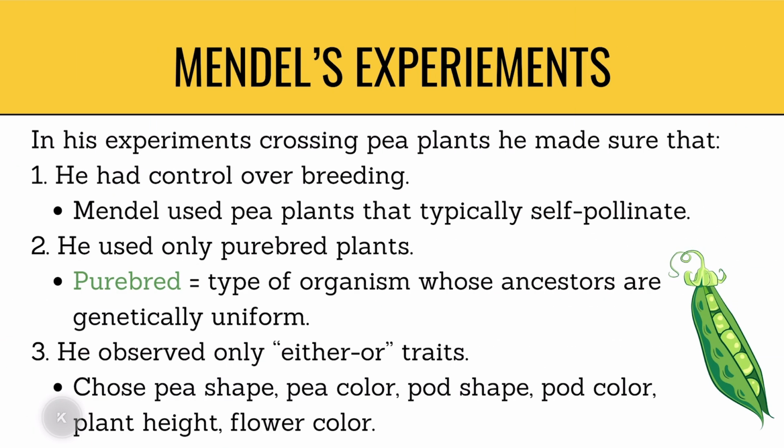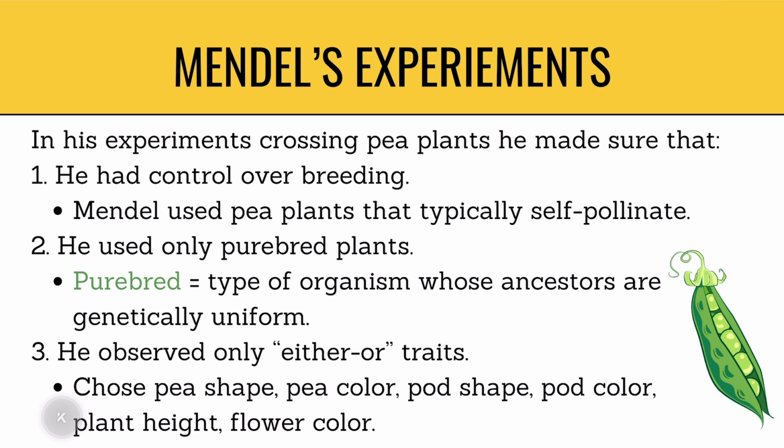So just going through the basis of his experiment. So he crossed pea plants, which means that he fertilized one pea plant with another pea plant in order to create baby pea plants. So the first thing he made sure is that he had control over the breeding. So he used pea plants that self-pollinate, which means that they create their own pollen that will pollinate themselves. So you don't have different plants mixing their genetics together.